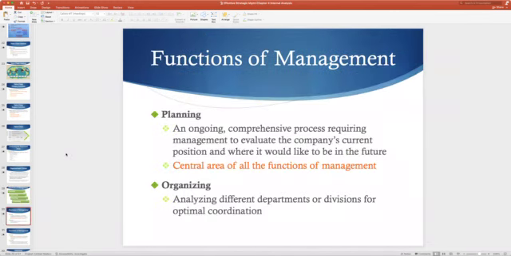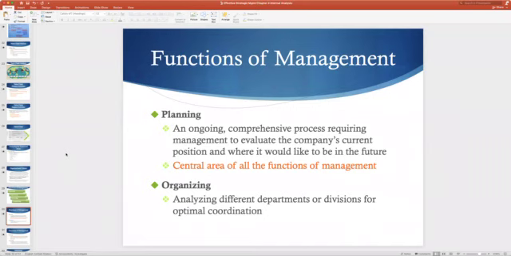Planning. This is a central area to all functions of management. If a manager does not know how to plan, they should find another position in that firm that does not involve them planning. Forklift driver, if you want, go do something else. But if you're going to be a manager, you have to know how to plan.